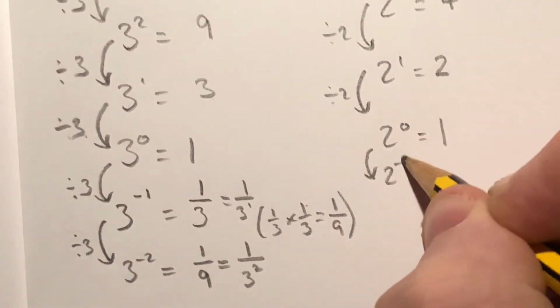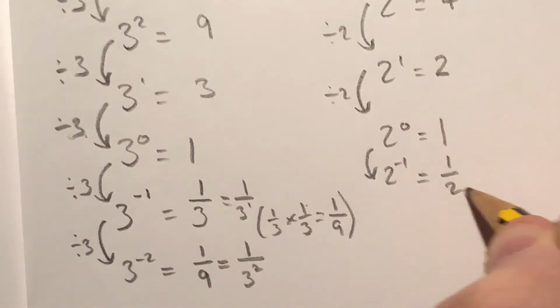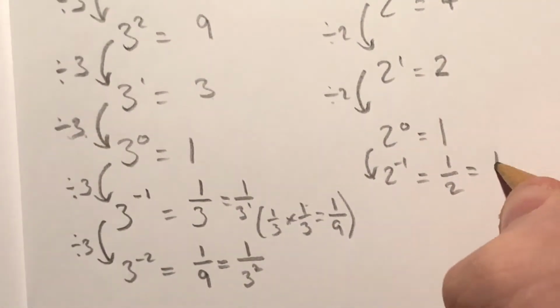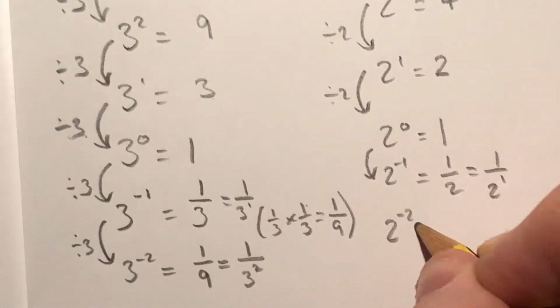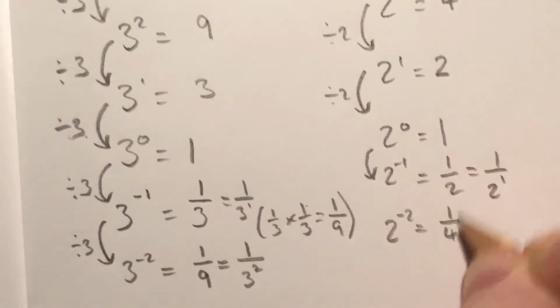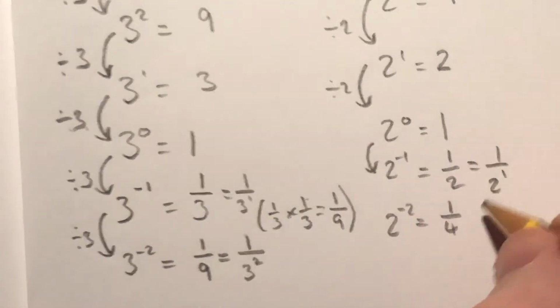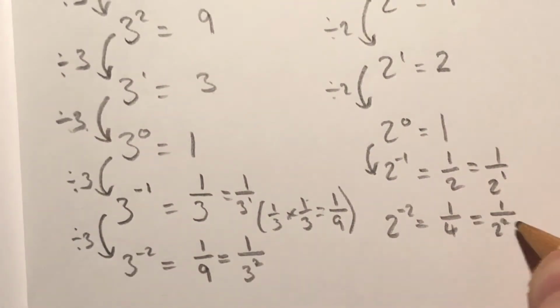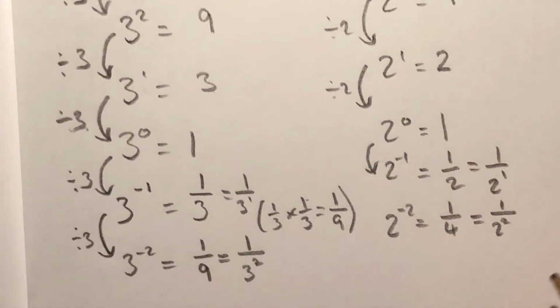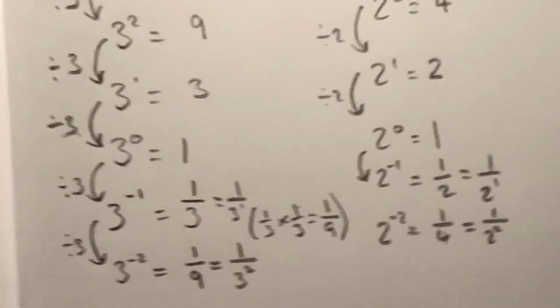Let's show that works with the 2's as well. Half of 1 is 1/2, which we know is 1 over 2 to the power of 1. We also know that 2 to the power of negative 2 is 1 over 4. Half of a half is a quarter. We know that 4 is 2 squared. So this is 1 upon 2 squared. So the same rule applies no matter what we're looking at here.